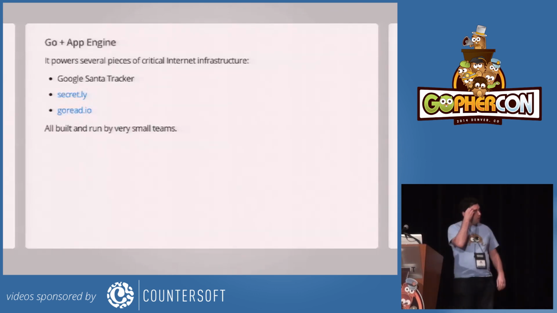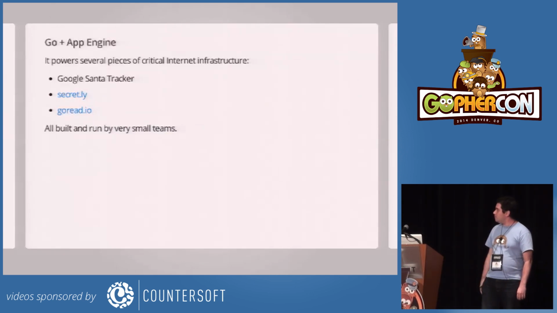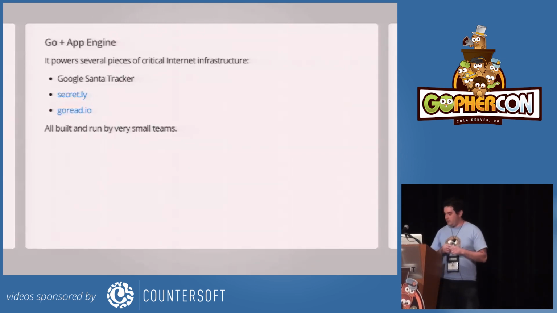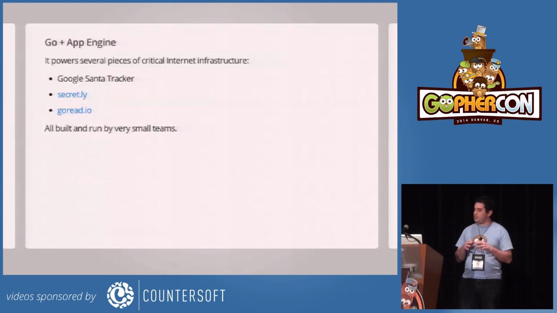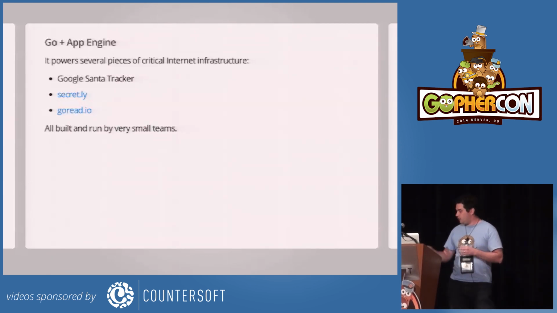It also powers several critical pieces of internet infrastructure, such as the Google Santa Tracker, Secret, the iPhone app for gossiping amongst tech workers, and GoRead.io, that's a very popular Google Reader replacement. The interesting thing to note about all these, though, is that they're all built by very small teams, 1, 2, 3 people, and they're all run by very small teams. They don't have to employ a bunch of sysadmins to carry the pagers and get woken up at night. They can just write their code, deploy it, and then sleep well at night.